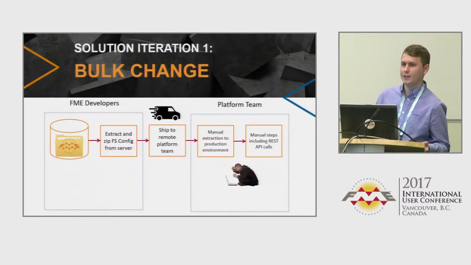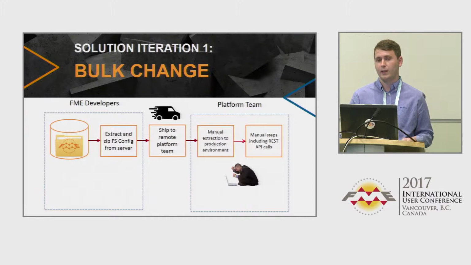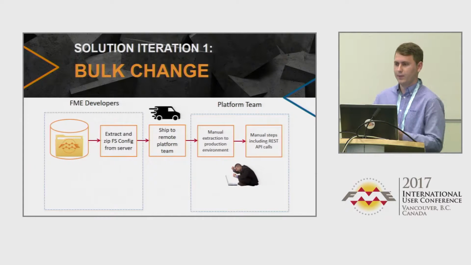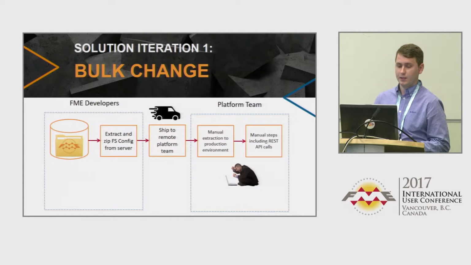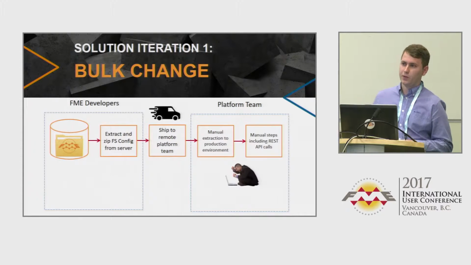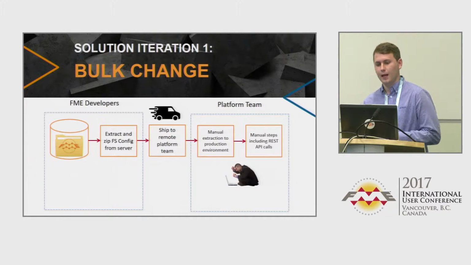So we realized that we could use the REST API for FME Server. Using this, we could take the config file, put it into a separate environment, and then use the REST API to restore the config file. You could do that via the GUI, but you could also do it via the REST API. So you can move the config file into a new environment and restore it. Unfortunately, that was a really manual process, as I said.